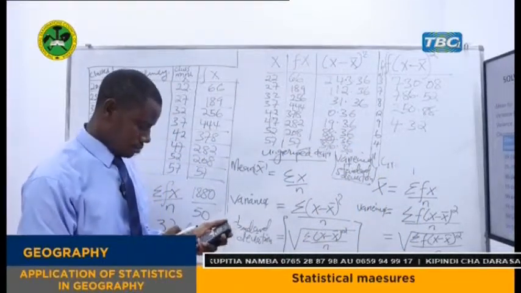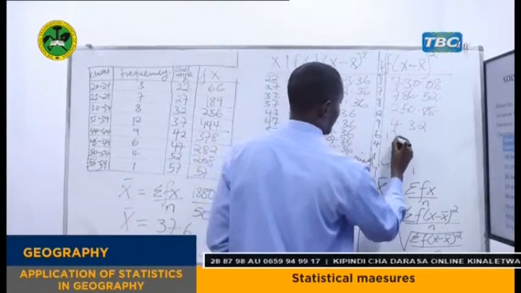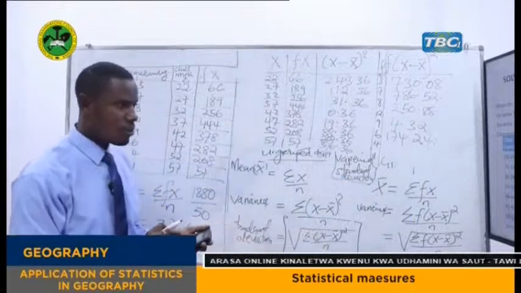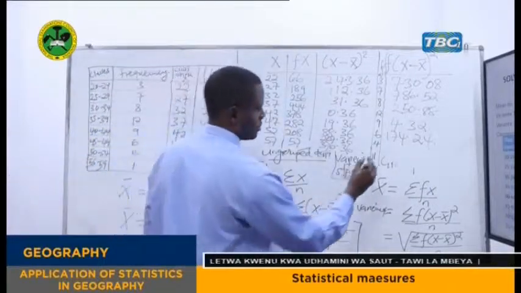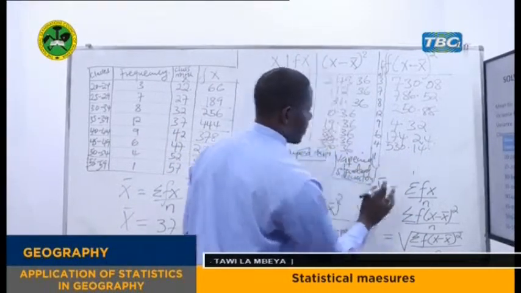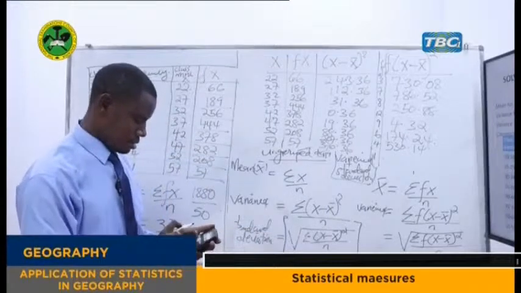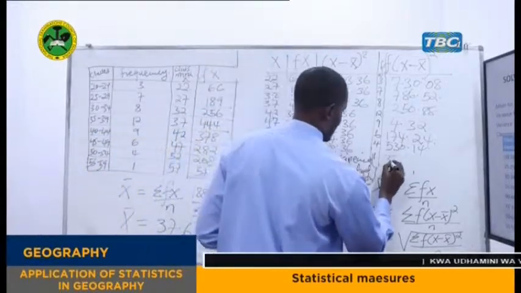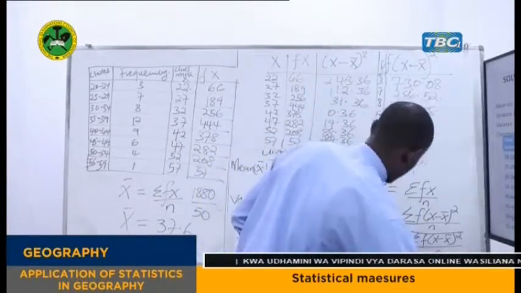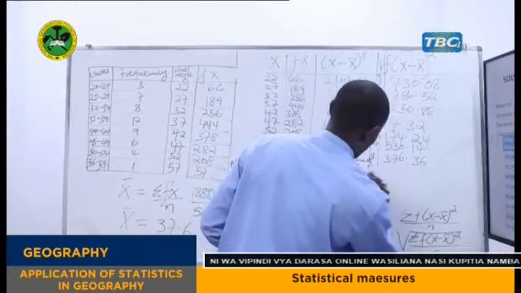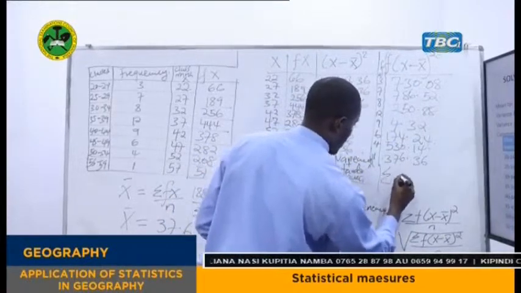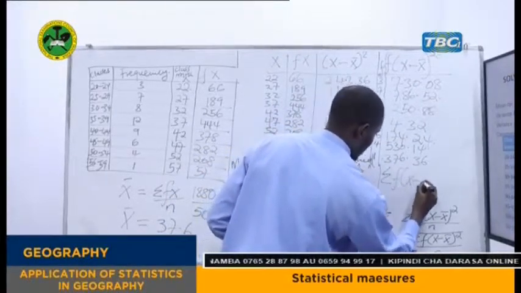The next one, you'll come up with 174.24. The fourth one, it is 530.14. And the last one, it will be 376.36. Then if you call on the formula, we are now talking about that particular column. It's about the summation of f times x minus x bar squared.